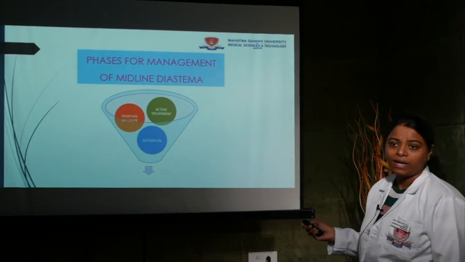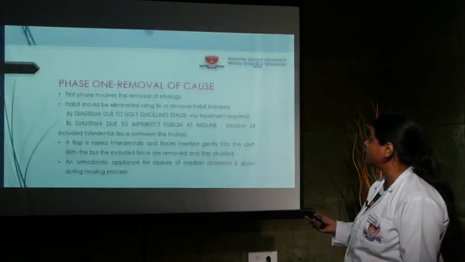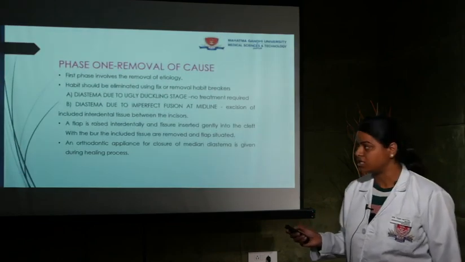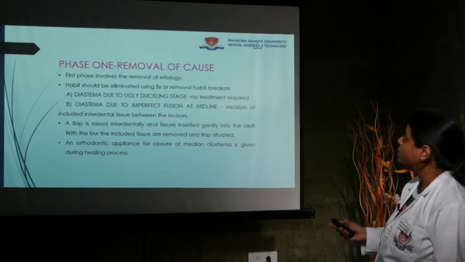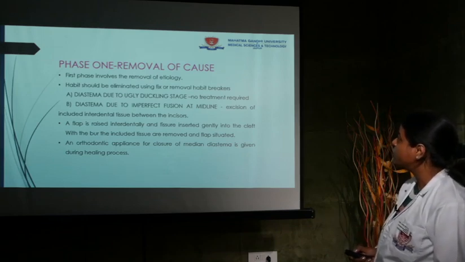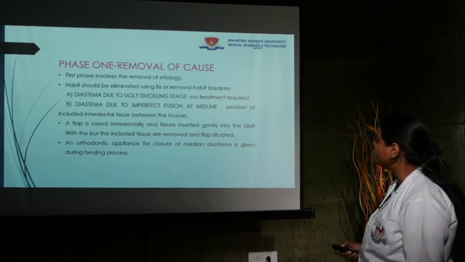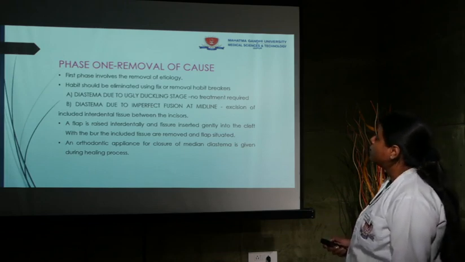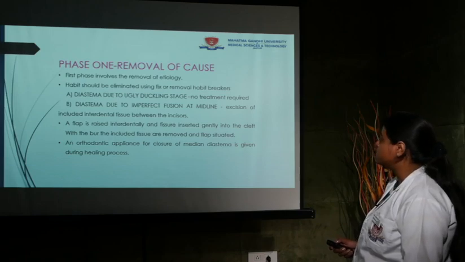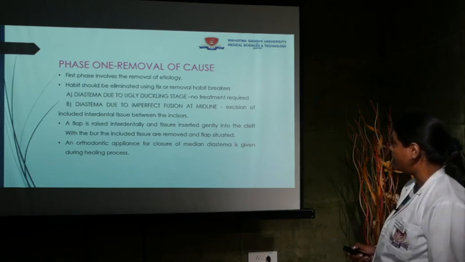Now how can midline diastema be managed? There are three phases to manage the midline diastema. Phase 1 includes the removal of the cause. The first phase involves the removal of the etiology. Habit should be eliminated using a fixed or removable habit breaker. For diastema due to the ugly duckling stage, we will not require any kind of treatment.